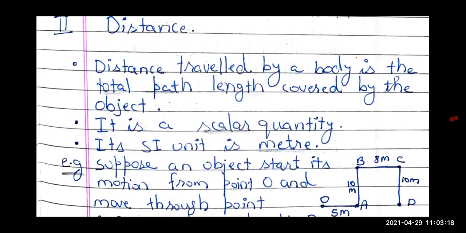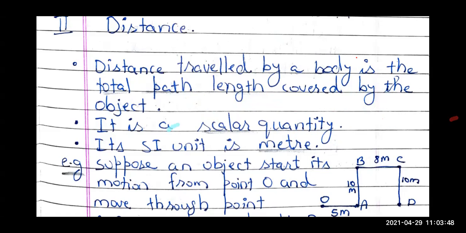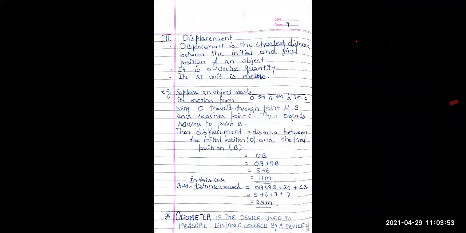Clear? Okay. Children, if the object has moved, distance has to be positive. What values of distance are possible? If the object has not moved, distance can be 0, or it will have a positive value. Distance can never be negative. Distance can be 0 or it can be positive. Right, beta? Okay. Now let's move to the next slide, which tells us about displacement.